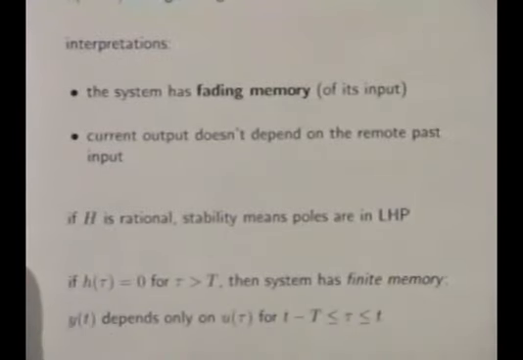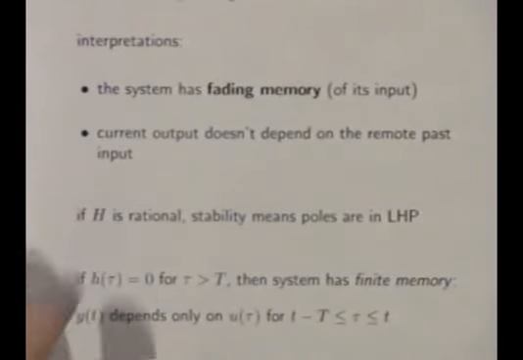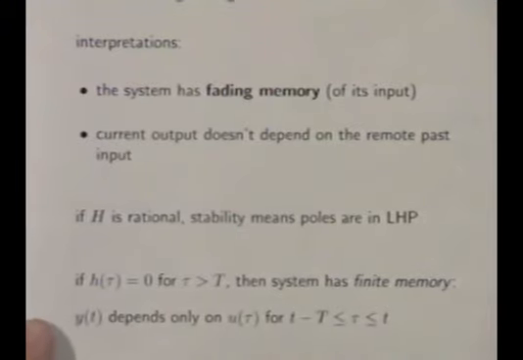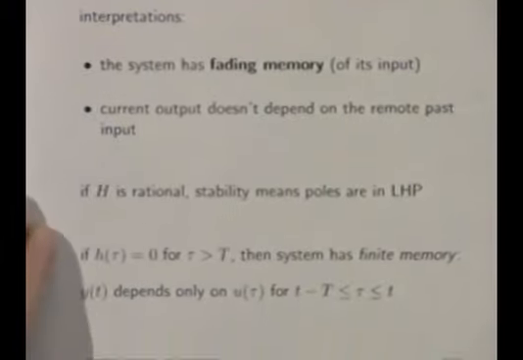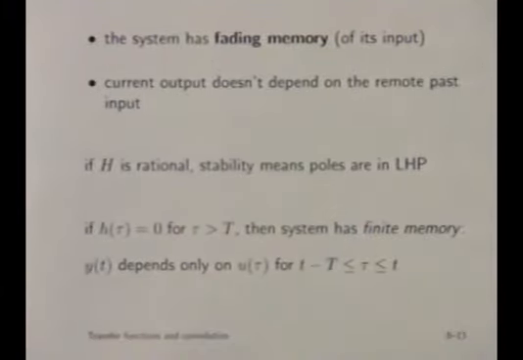Now, if the transfer function h is rational, then we can say exactly what it is, because we know when the inverse Laplace transform of a rational function fades to 0. And the answer is very simple. It's if all the poles have negative real part. So that's the idea. All the poles have to be in the left half plane.